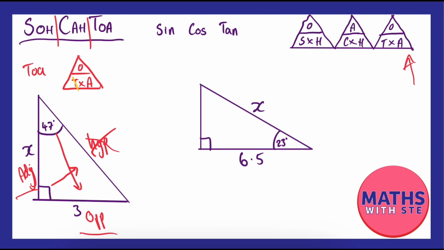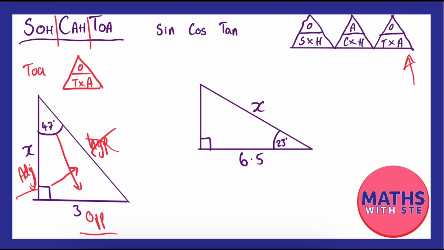Okay. If I wanted to find out what the A was, if I wanted to find out what the adjacent was, which I do in this case, I could cross out the A, and I know it's going to be the opposite over the tan, which is going to be helpful for us.